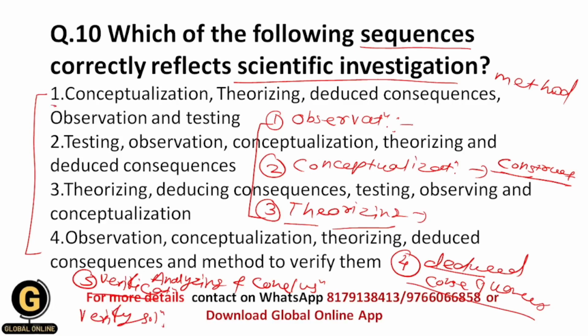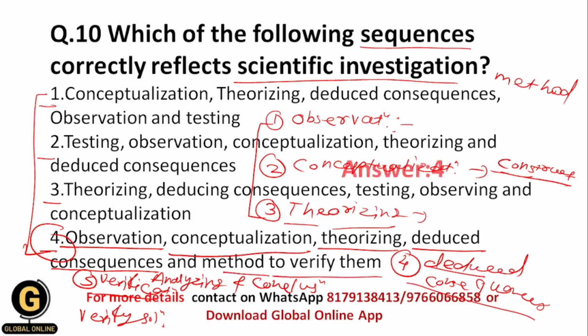Now, looking at these options, tell me what is the correct sequence of the scientific method. Obviously, the answer is 4, because here first is observation, second is conceptualization, third is theorizing, fourth is deduced consequences, and the last one is the method to verify them. So the correct answer is 4.